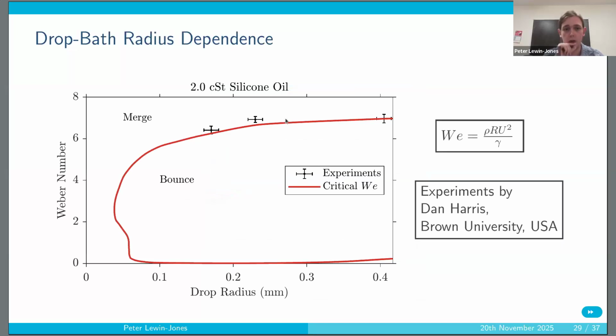So here's the results of doing a sweep. Inside the red curve is where I see bounces, outside is where I see merges, and again we're changing the drop radius and the Weber number. And then we're comparing to a few experiments that my collaborator Dan Harris did, and we've got great agreement. We were amazed at how good this agreement was for these critical impact speeds.